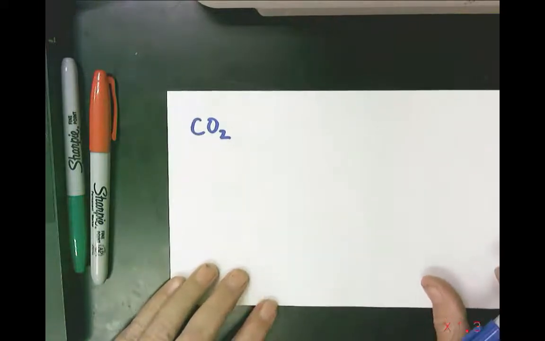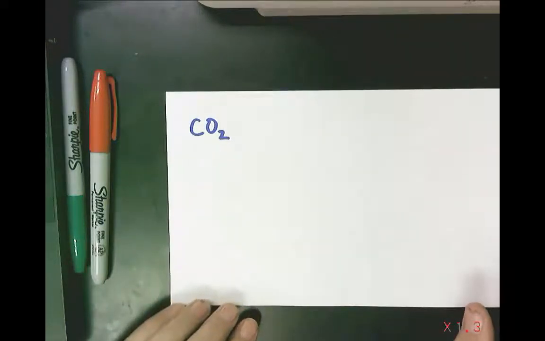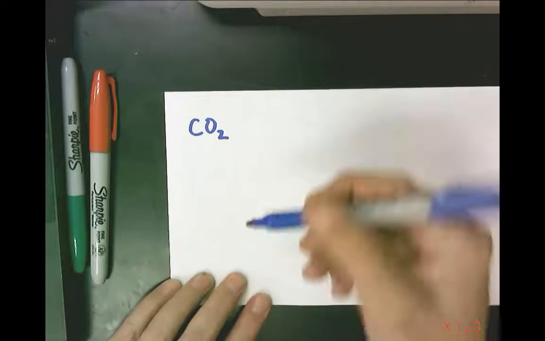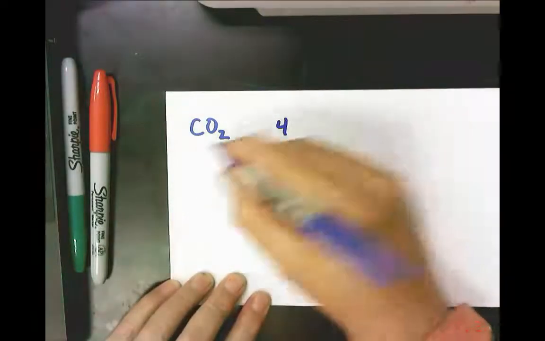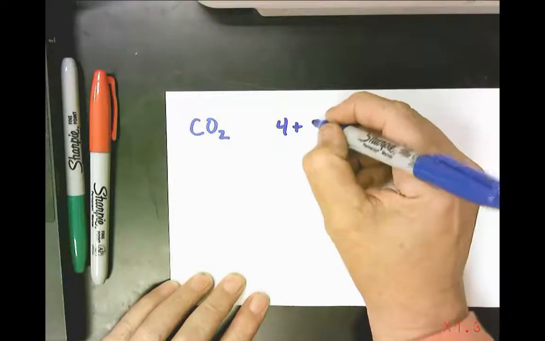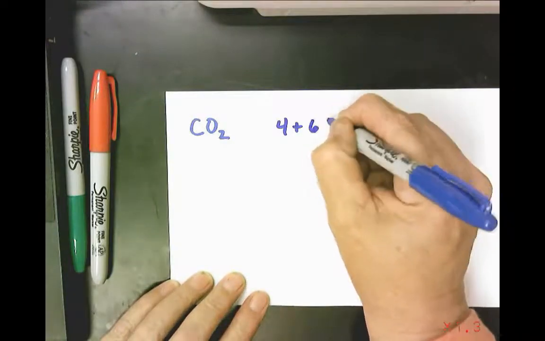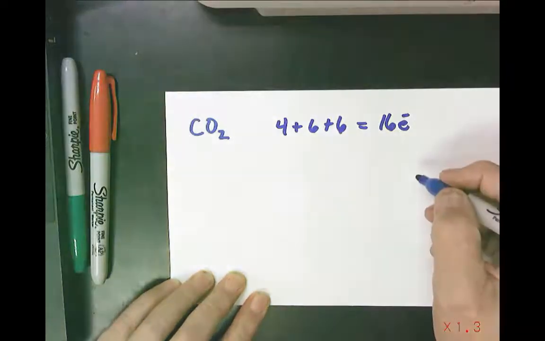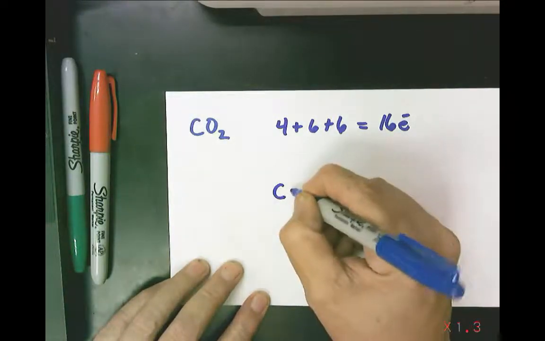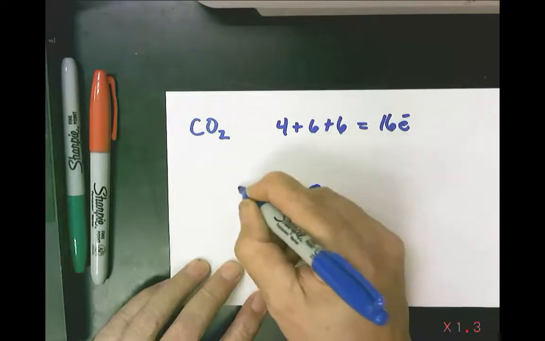Okay, here's CO2. So let's draw the Lewis structure for CO2. First of all, valence electrons: 4 plus 6 plus 6 gives us 16 electrons to work with. Carbon in the center, oxygen attached outside.